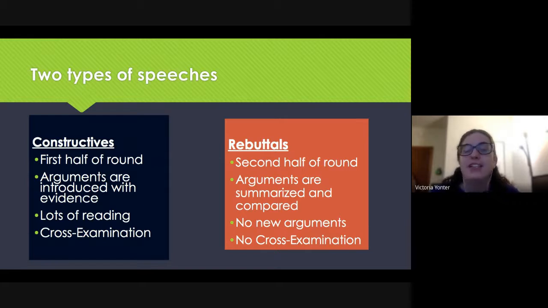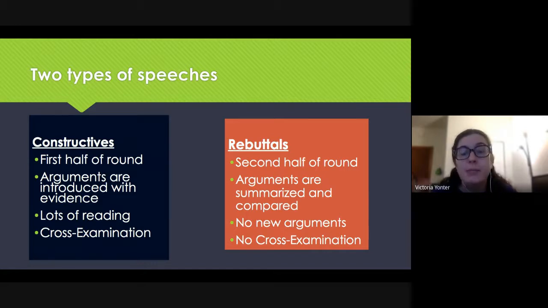They are summarized, they are compared. We're doing a lot of evidence comparison and argument comparison and talking about the warrants, or reasons, of our evidence and reasons you should prefer our team and our arguments, and why, if you were a policymaker choosing for the federal government, you would side with us.